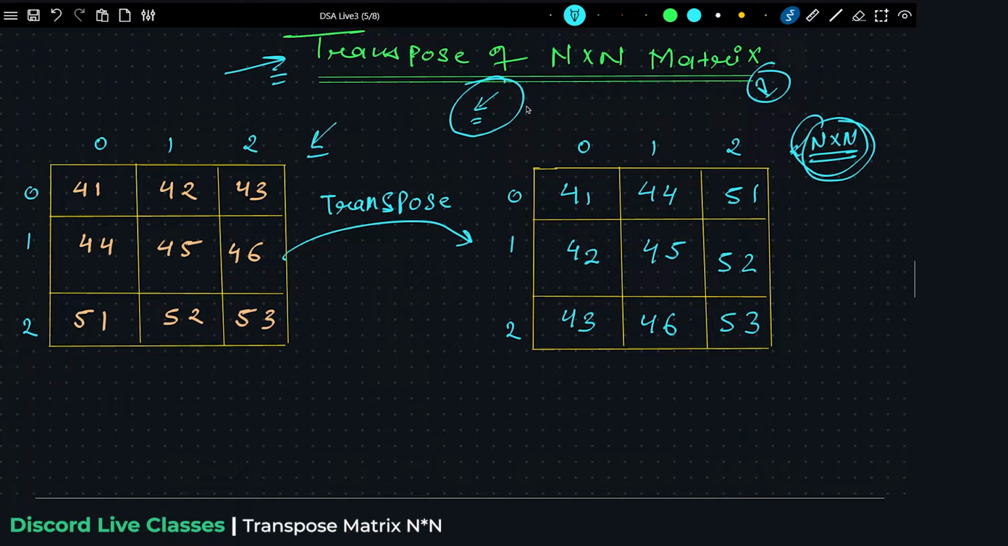मतलब m क्रॉस n मैट्रिक्स की जो हमने प्रॉब्लम को सॉल्व किया था जिस एल्गोरिथम से प्रीवियस क्लास में, अगर उसी एल्गोरिथम को मैं n क्रॉस n की प्रॉब्लम को सॉल्व करने में यूज करूं तो बेसिकली क्या रिजल्ट्स होंगे इस मैट्रिक्स के? दैट्स माय क्वेश्चन.